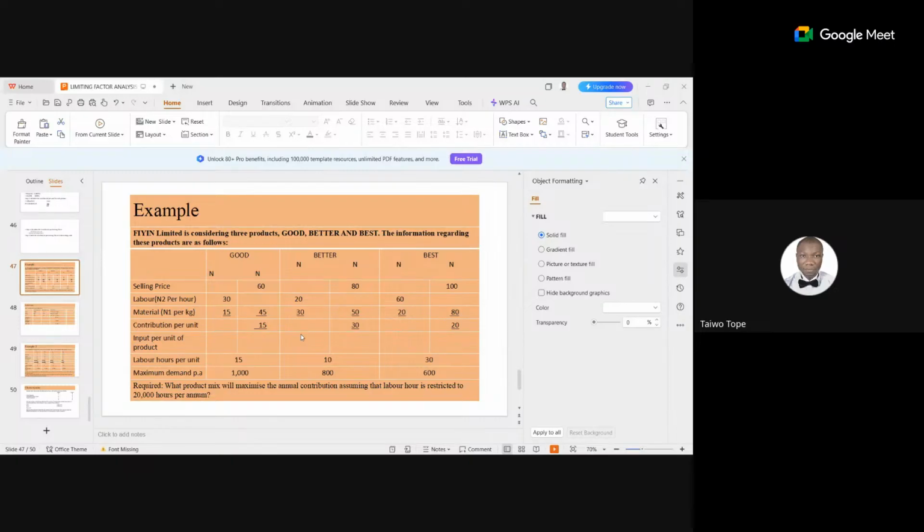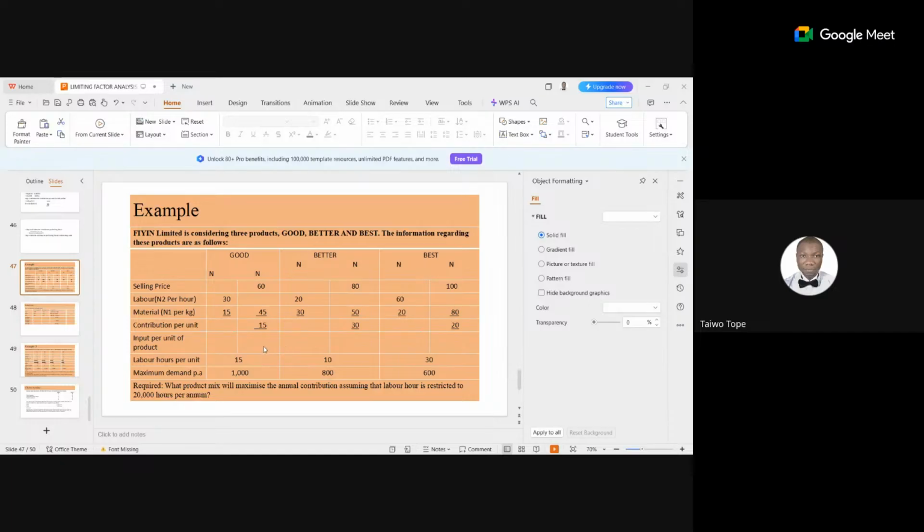To solve for contribution per limiting factor, the formula is contribution per unit divided by a unit of the limiting factor. A unit of the limiting factor in this regard is how many hours you need to produce 1 unit of good, of better, and of best. For good it is 15, for better it is 10, for best it is 30.